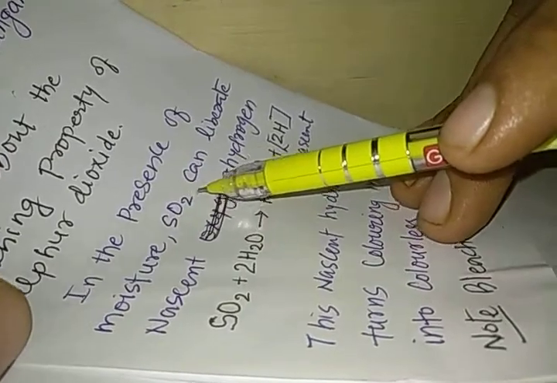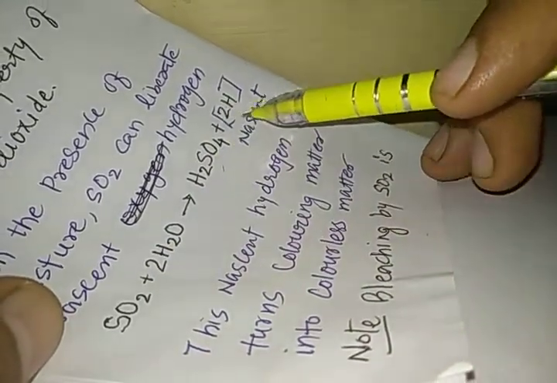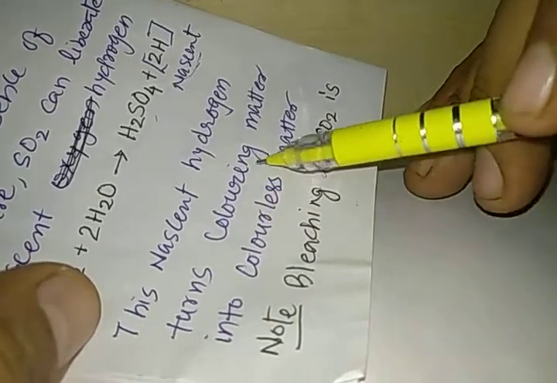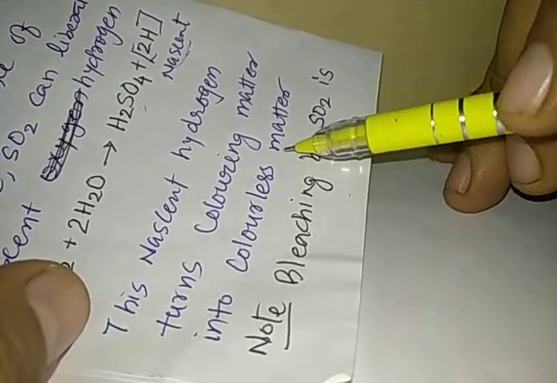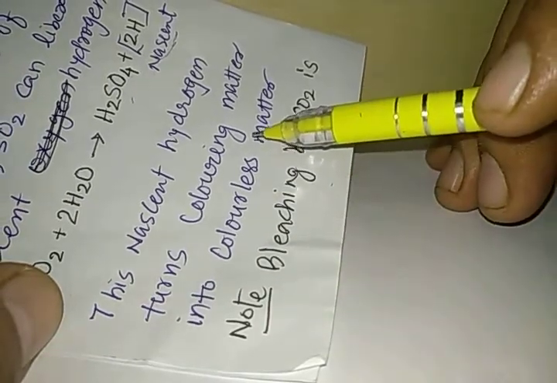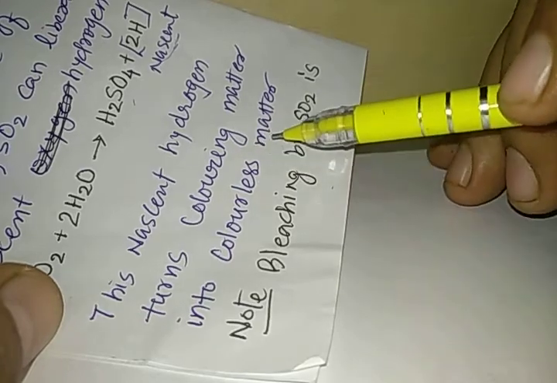Explain the bleaching property of sulfur dioxide. In the presence of moisture, sulfur dioxide can liberate nascent hydrogen. You can see here, sulfur dioxide reacts with water, produces sulfuric acid, and these two hydrogens are known as the nascent hydrogen. This nascent hydrogen turns coloring matter into colorless matter. So that is what is known as bleaching. Bleaching is simply the conversion of coloring matter to colorless matter.